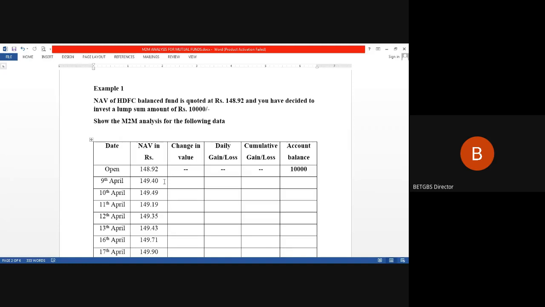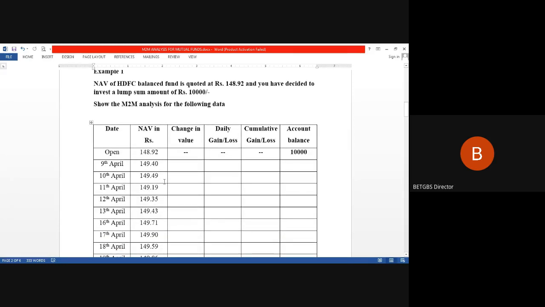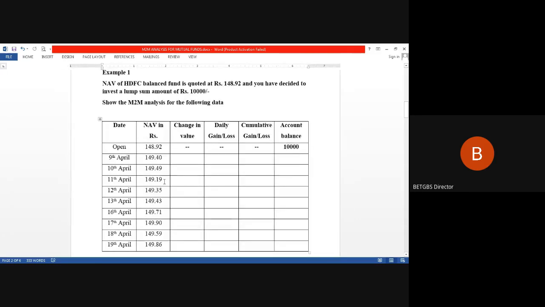This is the basic information you will get, and along with it, you will get data wherein you get 5 or 7 or 10 days' NAV, and based upon this change in value, we have to calculate the daily gain and loss, cumulative gain and loss, and the account balance on each and every day. Why do we do this? Because NAV calculation is done on a daily basis, and any change in the price of your mutual fund unit will be reflected every day. In that regard, we have to calculate our daily gain and daily loss with respect to changes in the NAV.